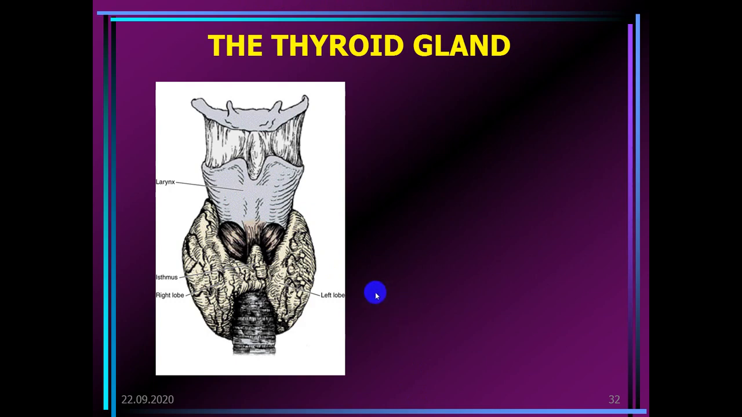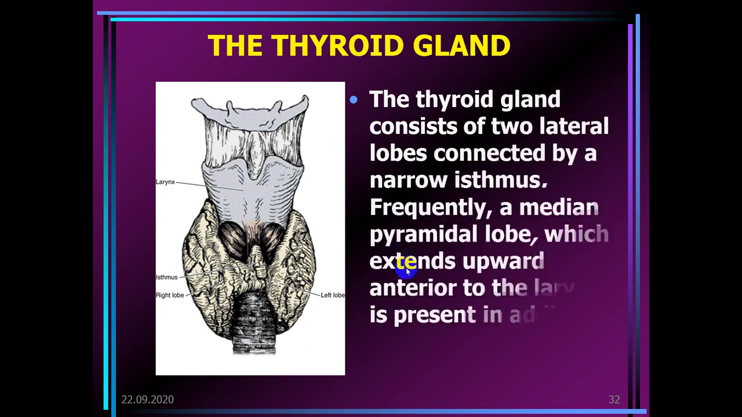Next organ which I want to retell you is the peripheral endocrine organ, the thyroid gland. This gland is anatomically located on the front of the trachea, and constitutes two lobes and a narrow isthmus between them.